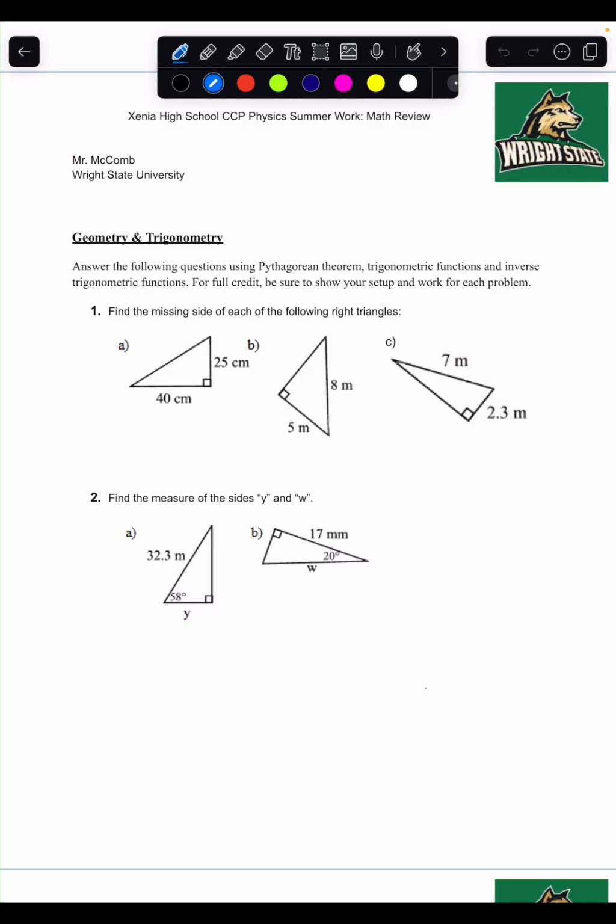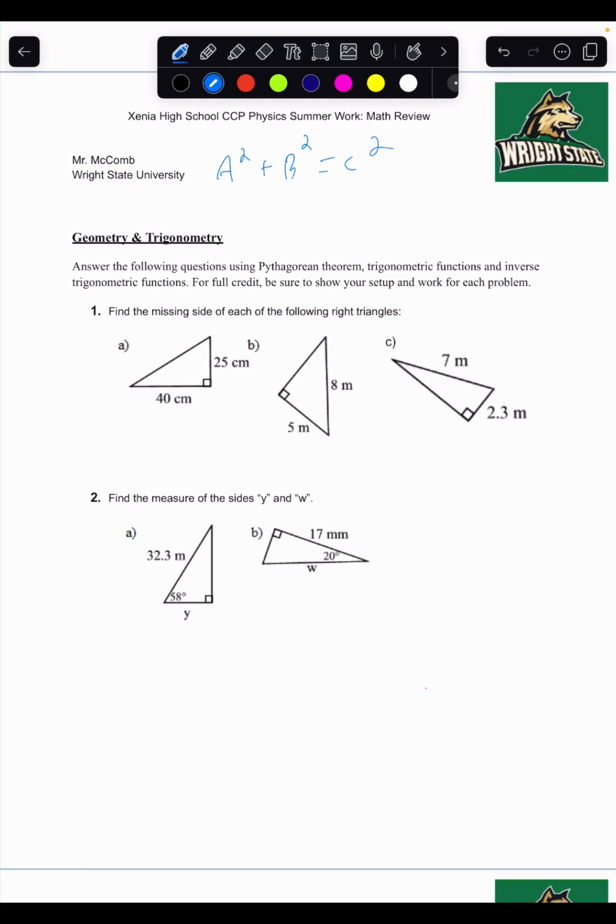We want to find the missing side of each of the following right triangles. In this case, we have two sides of a triangle and one side that is unknown. So we're going to be using the Pythagorean theorem. Pythagorean theorem is a squared plus b squared equals c squared, where a and b are your two short sides. The order of those does not matter, and c is your hypotenuse. So this is pretty simple. We're just going to fill this in and then go for it.